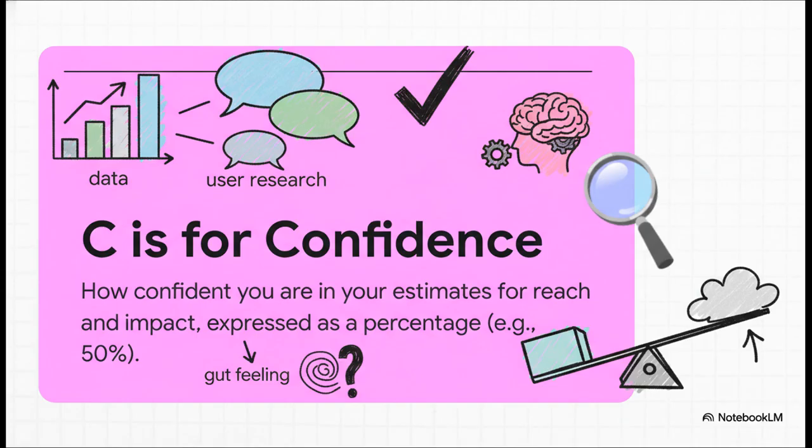Now C is for confidence, and honestly, this is your secret weapon. It's the reality check.